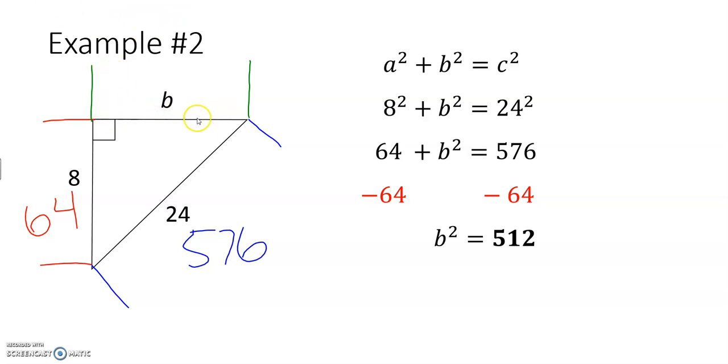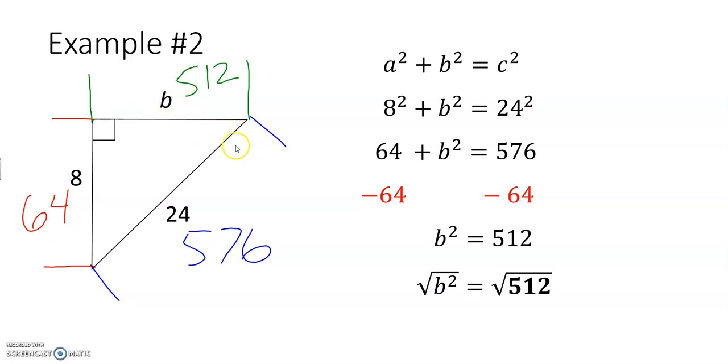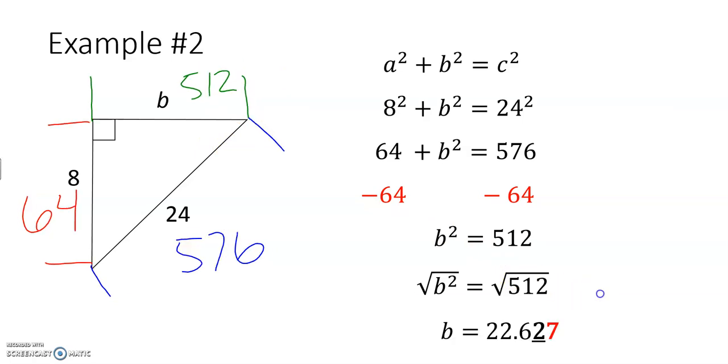So the last step to figure out the side length is to actually take the square root, because the square root will tell us what each of these sides have to be, so when we multiply them together, we get 512. Well, 512, that's actually not a perfect square. So when you type that into your calculator, you're going to get this decimal.